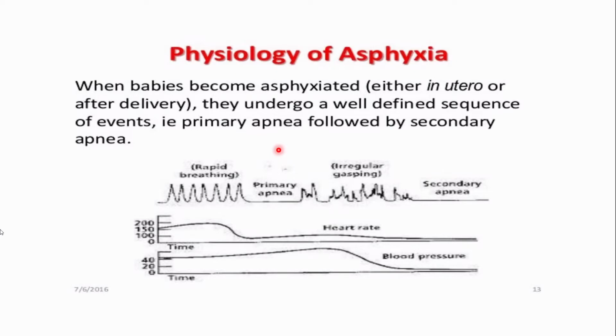So physiology ma ke cha, when the baby becomes asphyxiated, they develop rapid breathing, then they develop primary apnea, and primary apnea pachi alikati irregular gasping huncha, then after they develop secondary apnea. Now secondary apnea, we always assume baby is in secondary apnea. If the baby is delivered without breathing, we assume that the baby is in secondary apnea. So primary apnea is usually reverted back by tactile stimulation, but secondary apnea always requires bag and mask ventilation.